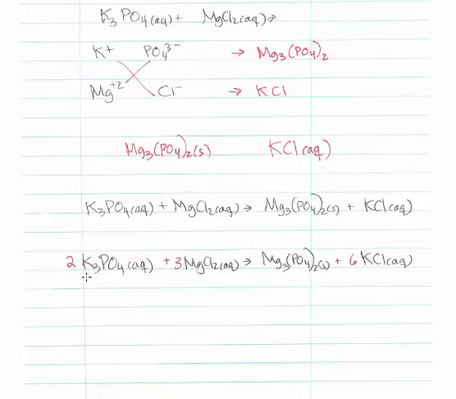Lastly, when I put these coefficients of 2 and 3 in front of potassium phosphate and magnesium chloride, this 2 changed how many potassiums. I now have 6 potassiums, and this 3 changed my chlorides. I now have 6 chlorides. So I need a coefficient of 6 in front of my potassium chloride, so it will be balanced. And again, aqueous, aqueous, solid, and aqueous.